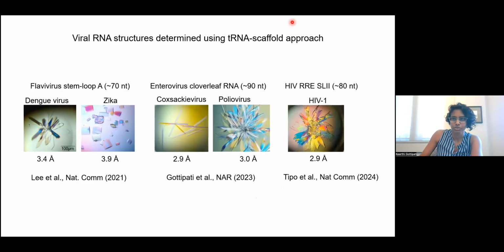Using this scaffold approach, we did determine structures of a few viral RNAs. We did the dengue virus and Zika virus stem loop A structures. These are the promoter regions that I talked about in the beginning. We did the Coxsackie virus and poliovirus cloverleaf RNA structures. And then we also determined the stem loop 2 structure of HIV RRE, which I'm going to talk about in a little bit.